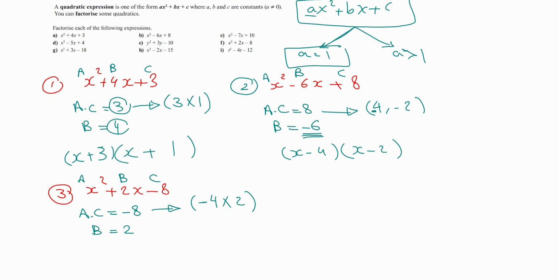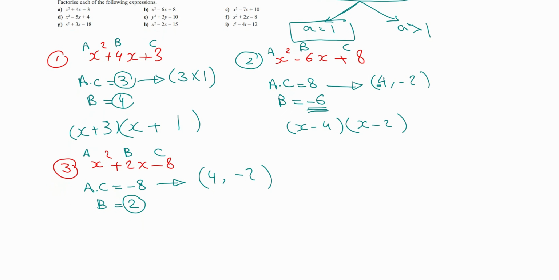And when we add, it will not be negative 4 and negative 2. It will be 4 and negative 2. Why? Because when we add 4 minus 2, we will get plus 2. Because we are looking for two numbers whose product is negative 8 and the sum is plus 2. Then we can now write the factorization. It will be x plus 4, x minus 2. Okay.